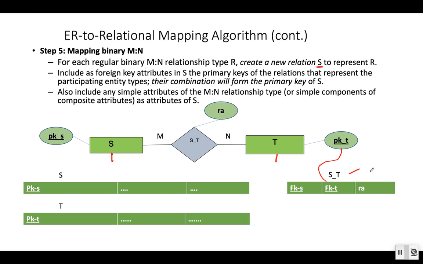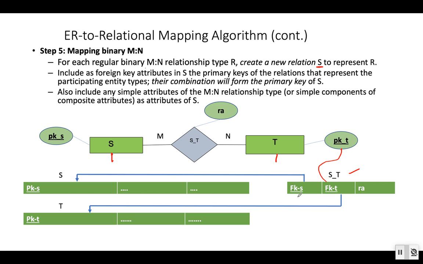and another foreign key from participating entity type T. So this is going to be the foreign key which will reference the primary key of T, and this foreign key is going to reference the primary key from S. And that's how they will show the relationship in the relational diagram. Now if the relationship has a special attribute, we are going to also include this attribute in this table.